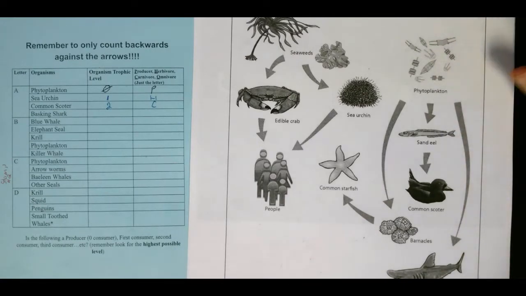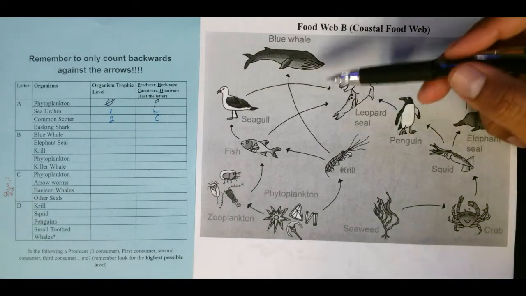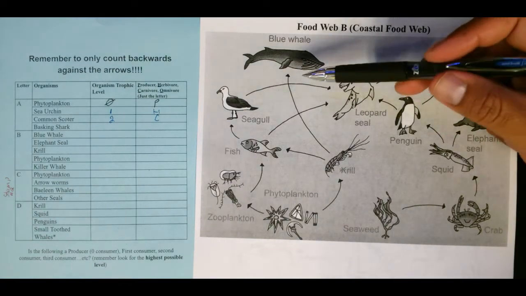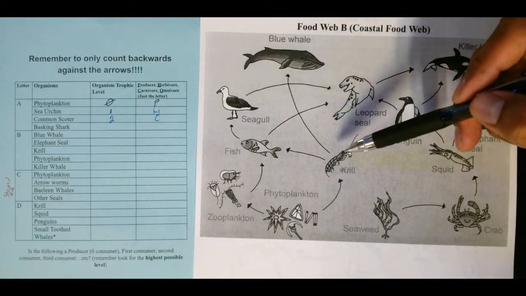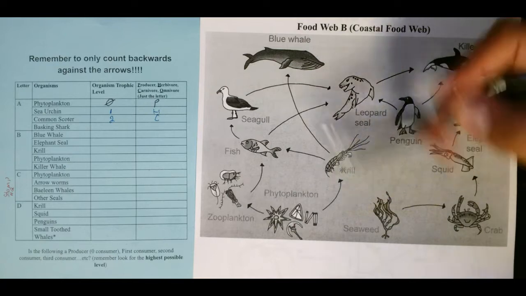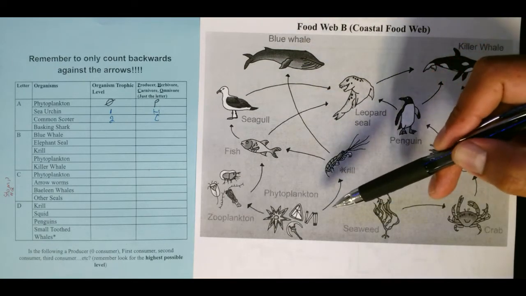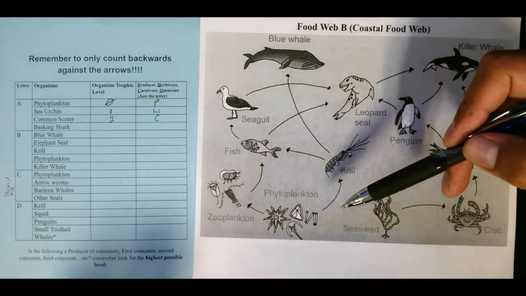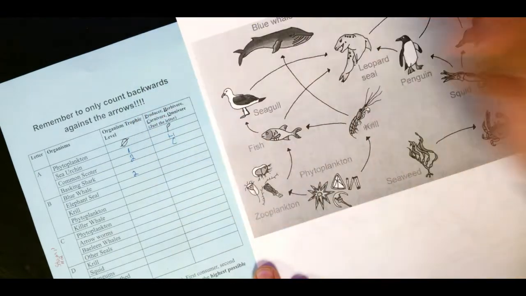Okay, let's move on to letter B. Okay, so let's start off with the blue whale. Okay, how many times can we move backwards? All right, so in this particular food web, we can go 1, 2. Notice I can only make one move back here, and I can only make one move back here. So in this particular food web, we would call the blue whale a second level consumer.